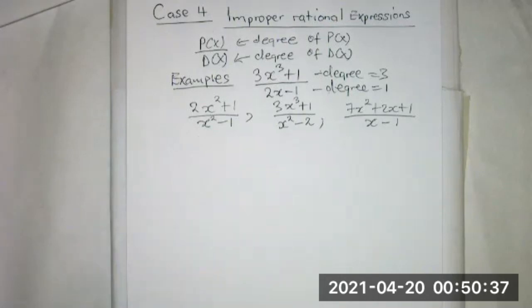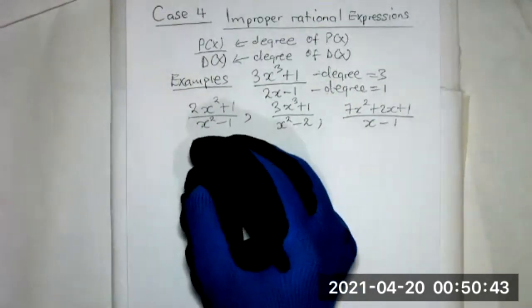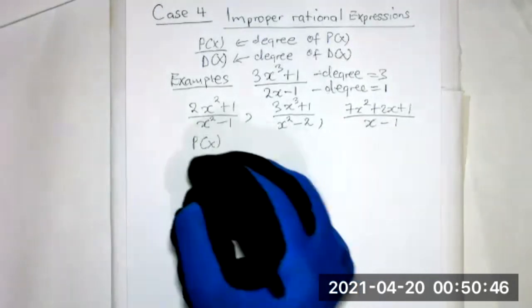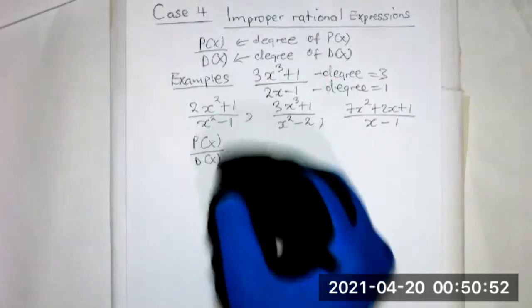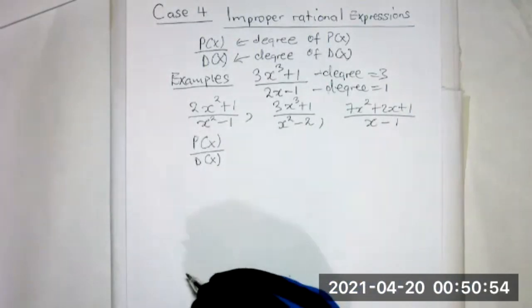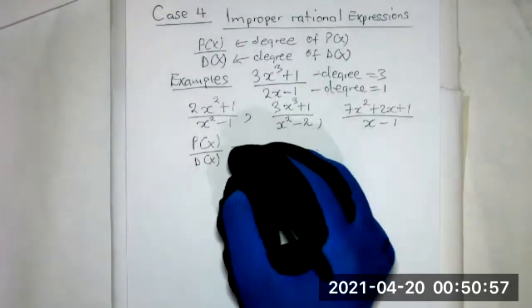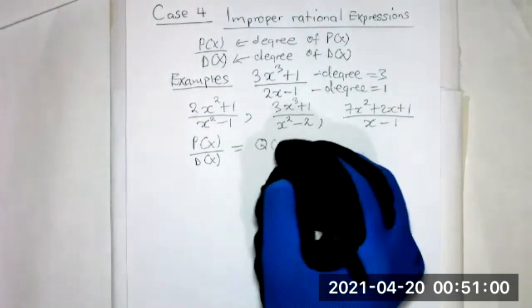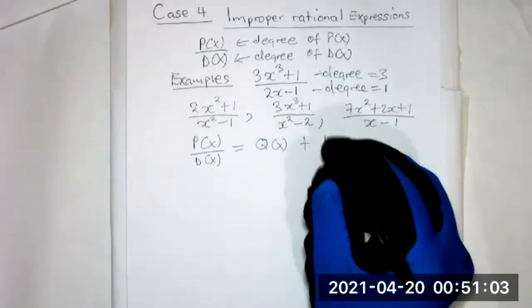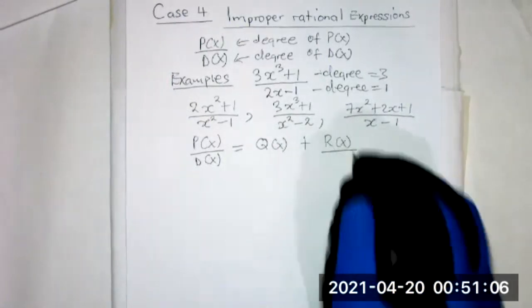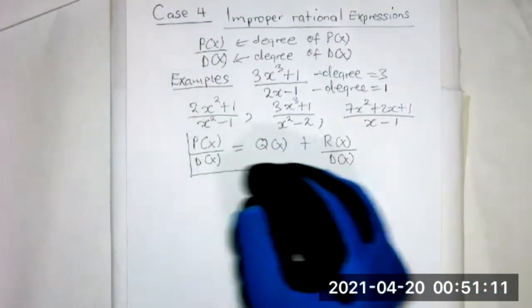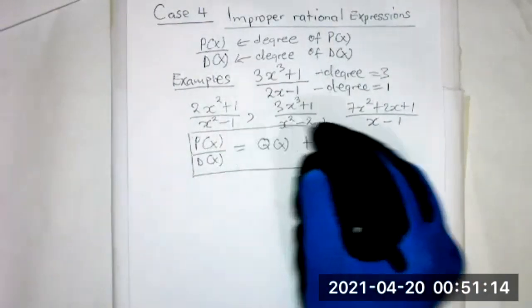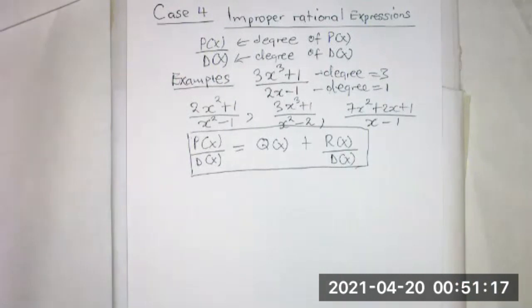I want us to take note from the previous discussions when we were looking at polynomials. We agreed that if we have a polynomial P of x divided by another polynomial D of x such that this P of x is of a higher or an equal degree to D of x, the result is Q of x plus the remainder R of x divided by D of x. This result is what we are going to use here to partialize whatever we are given.